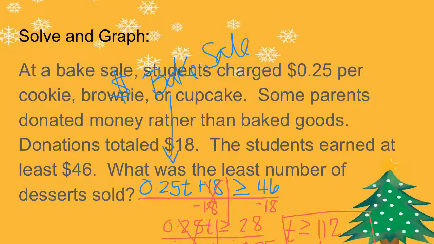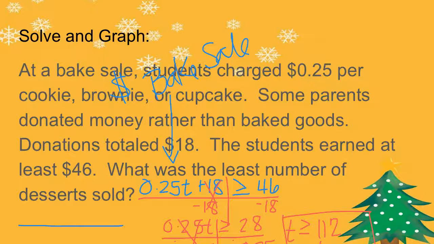So I subtracted the donations first. I took off the parent $18 from both sides. That left just the treats on one side and $28 on the other. I divided by the 25 cents for every treat, and I came up with 112 treats.